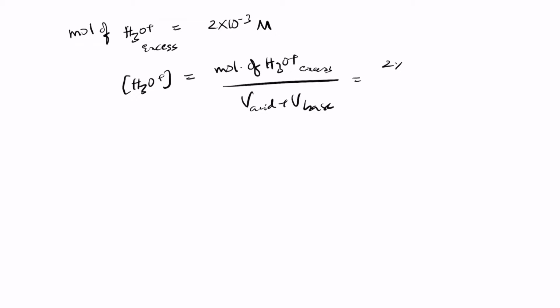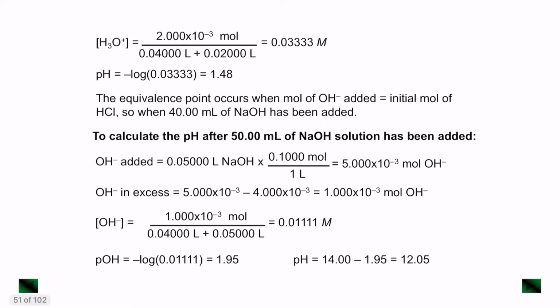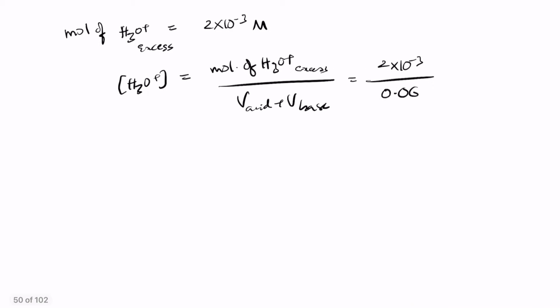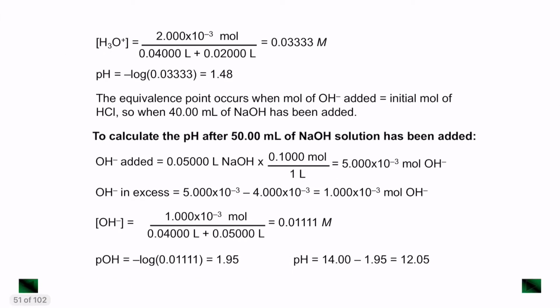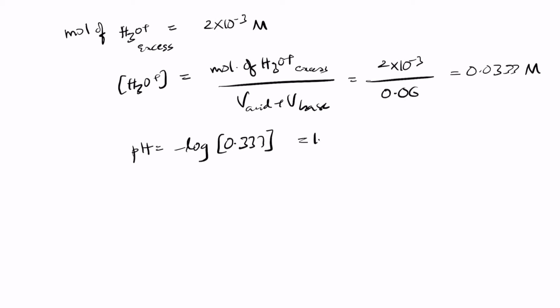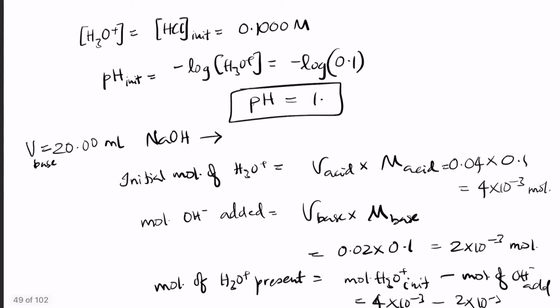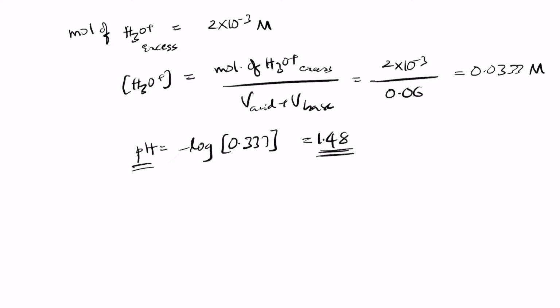So which is going to be 2 times 10 to the power negative 3 over 40 ml plus 20 ml. So that gives you a value of 0.06. So when calculated, that value gives you 0.0333 M. So from this, if you calculate the pH, it becomes negative log of 0.0333. So that pH value becomes about 1.48. Now after you add 20 ml of NaOH, this is the pH that's present.